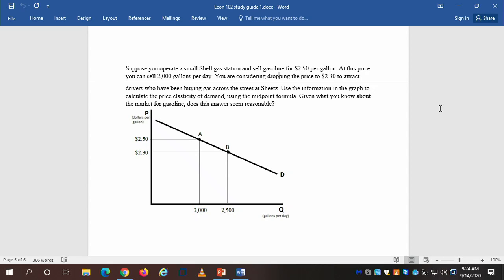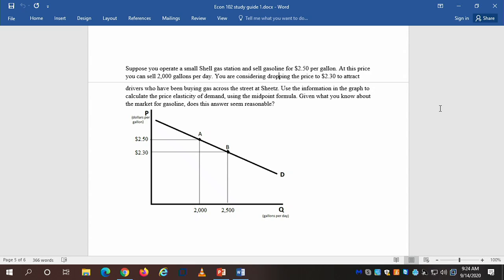So, the price elasticity of demand for this gas station is 2.675. Is that elastic or inelastic? Elastic. So a change in the price is going to lead to a larger change in the quantity demanded. People are more responsive to a change in price. So, does this sound reasonable for this example?